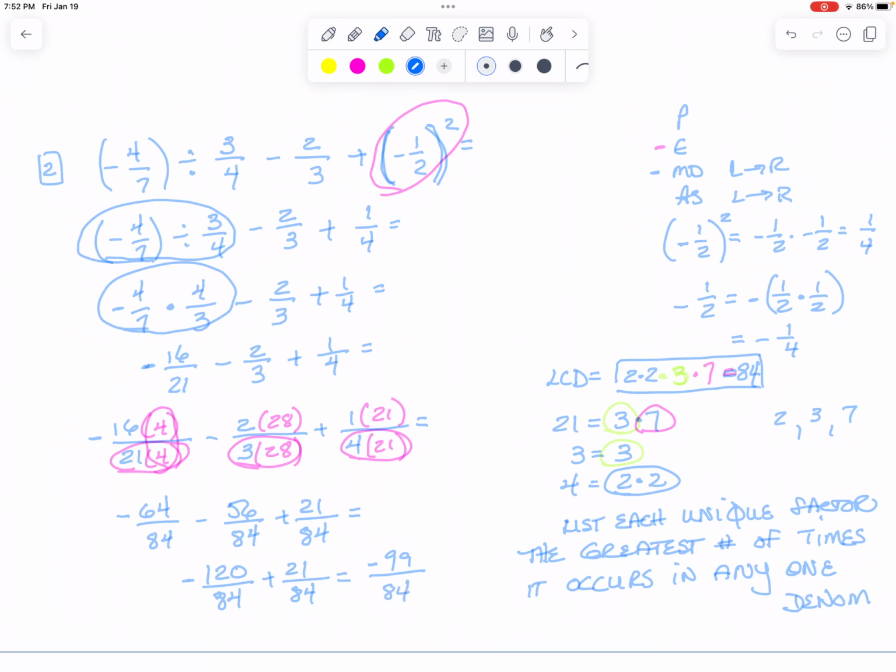And that will reduce. I had a conversation the other day with a student about where to put the negative. You can put the negative in the numerator, as I did there with the 99, or you can put it out in front of the whole fraction bar. What is that? 3. So the reduced form of the answer is negative 33 over 28.